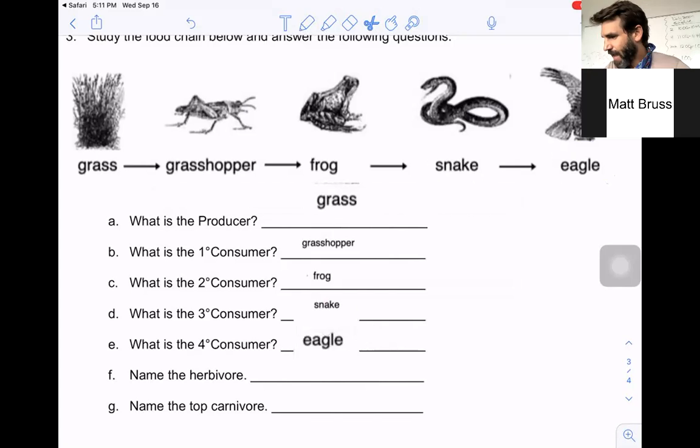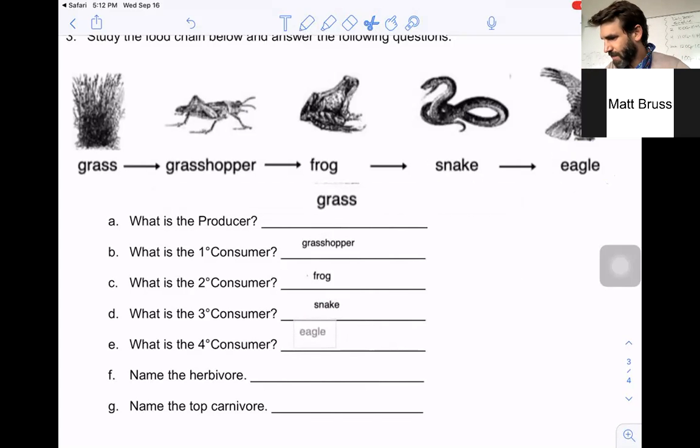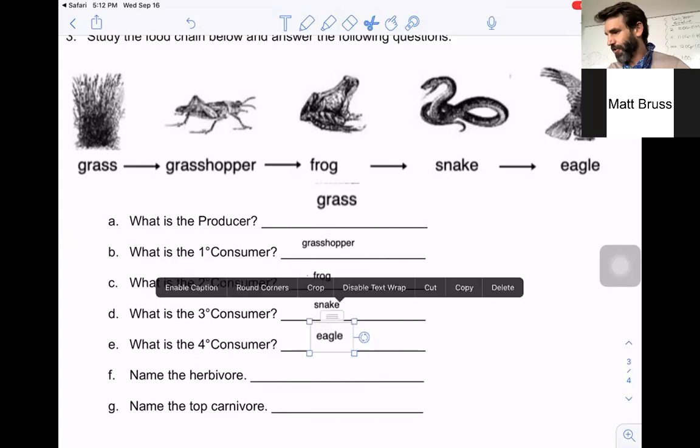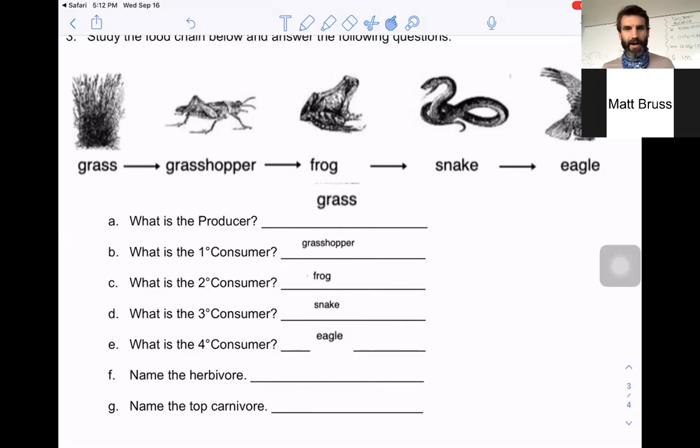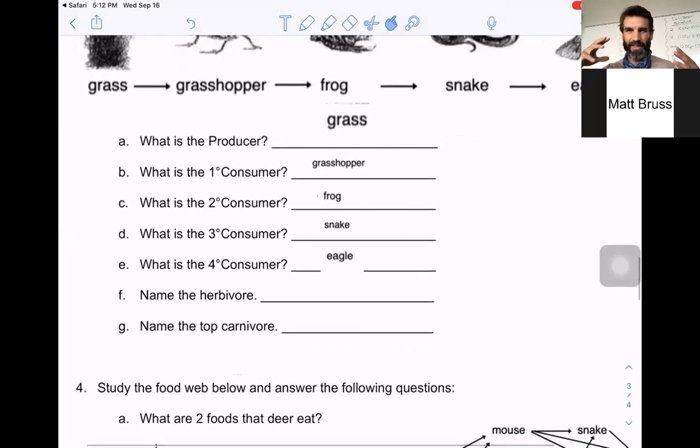All right, and let me see if I can just get this to look nicer in there. All right, so then name the herbivore and name the top carnivore. This is just because it's in the pop. You're not going to be tested on what's an herbivore and a carnivore. I think we kind of have a concept of that as well, and it doesn't play as much into understanding the dynamics of an ecosystem, but it's good to know.